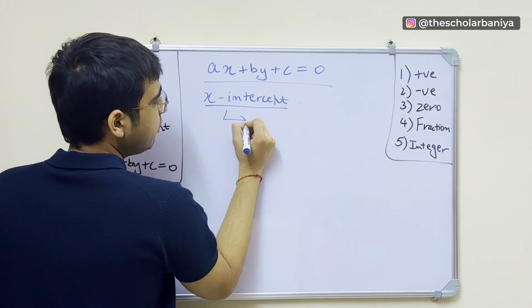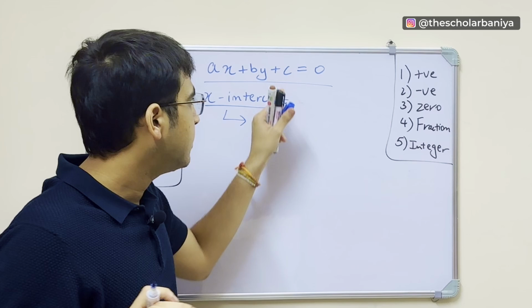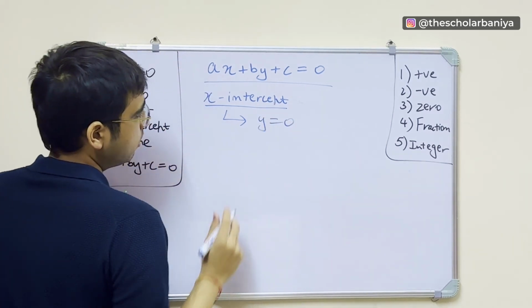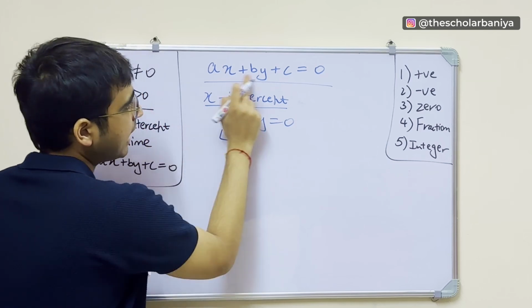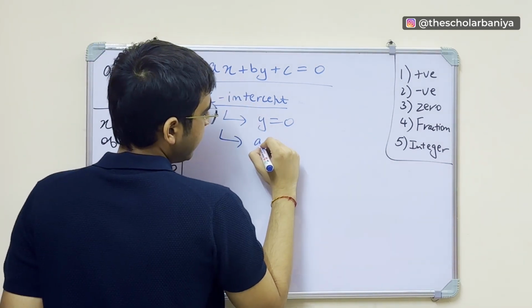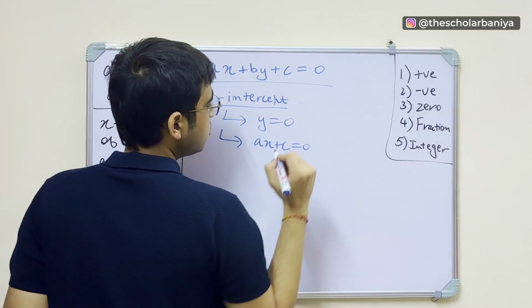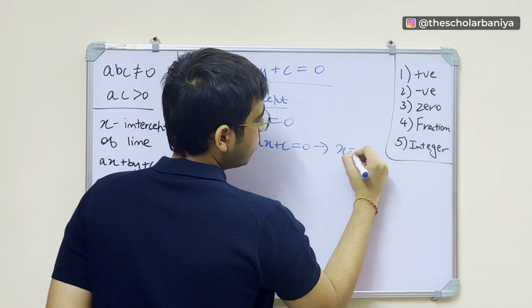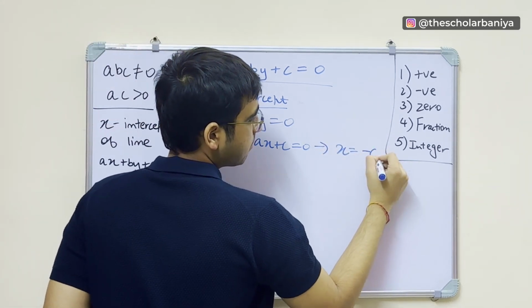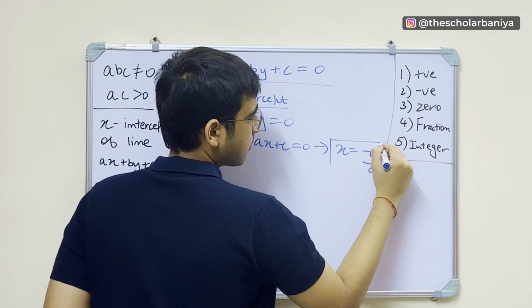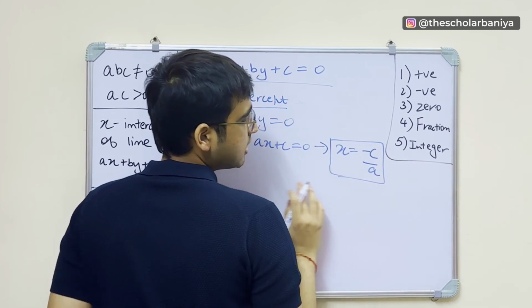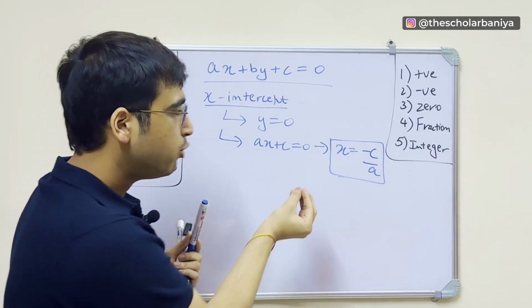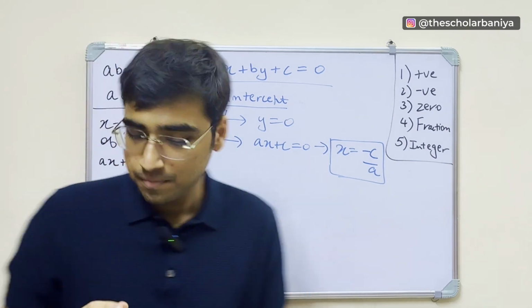So in this case, what we will do is we will make y equal to 0. So if y is 0, then what happens? Then this means ax plus c equals 0, right? So what is the value of x? x is equal to what? Minus c upon a. So this is the value of x, which is minus c upon a, right? So we have to calculate x basically, right?